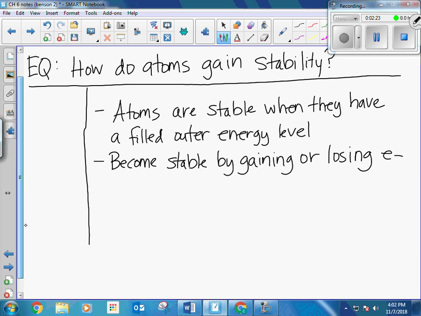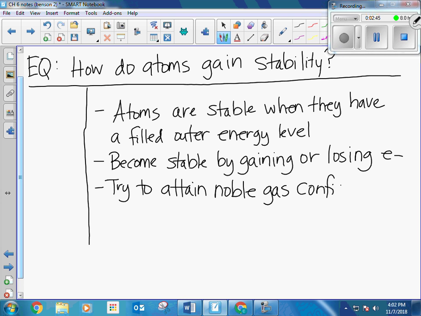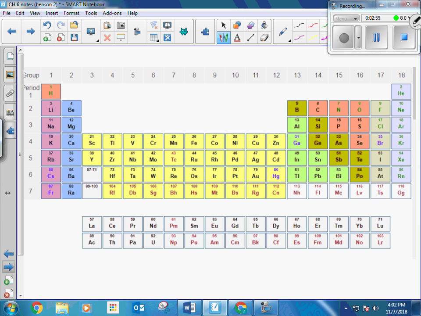And what they are trying to do, I think we talked about this yesterday, is to become stable by gaining or losing electrons. They want to have that noble gas configuration. They try to attain that. Okay, so they try to attain that noble gas configuration. So if we're looking at our periodic chart, I hope that you're thinking to yourself, okay, I know that those are my noble gases.